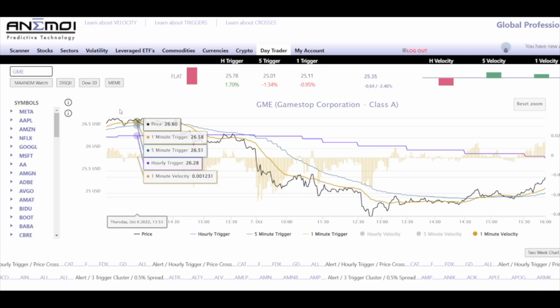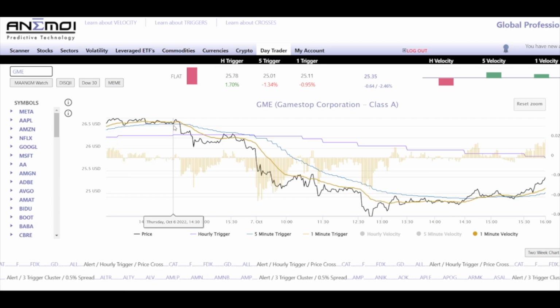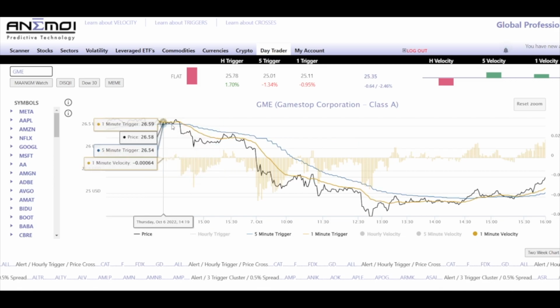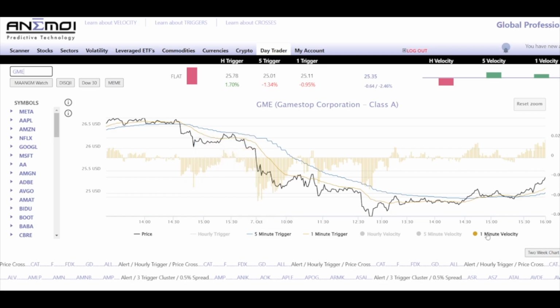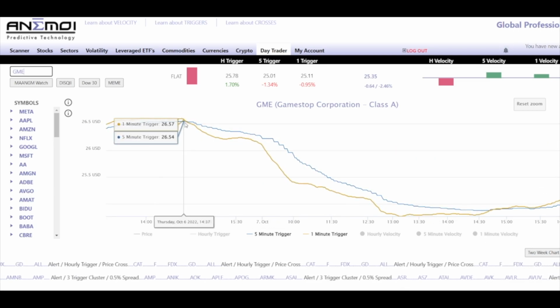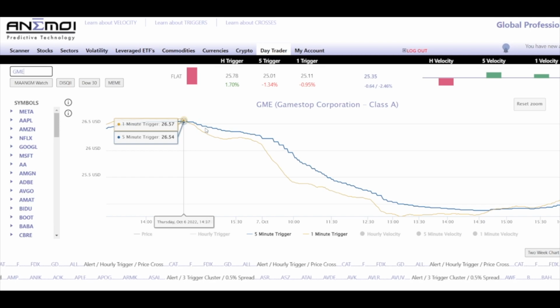To start, you have ANEMOI telling you that a sell program is about to be turned on. And that warning comes from when you get this crossover, the 1 minute trigger and the 5 minute trigger. So if I remove everything else besides the triggers, you can see this crossover right here. And this is ANEMOI telling you that a sell program is being turned on and we can expect the stock to now begin selling off.